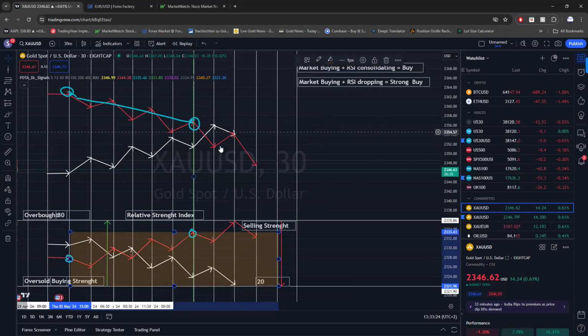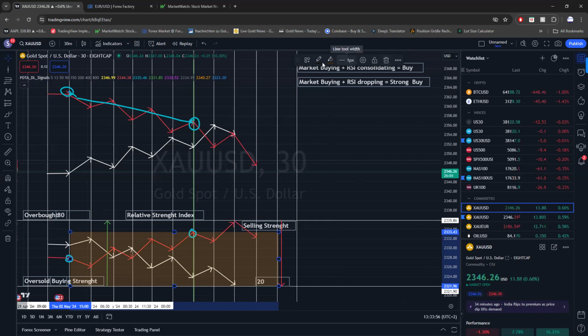So when the market is going down, the RSI is rising, we have a strong sell because it just makes sense. It just makes sense that when something is cheaper, when something is reducing in value, we have more people who can afford to sell this market, they will sell it, right? It just makes sense. It's the opposite of the buying scenario.